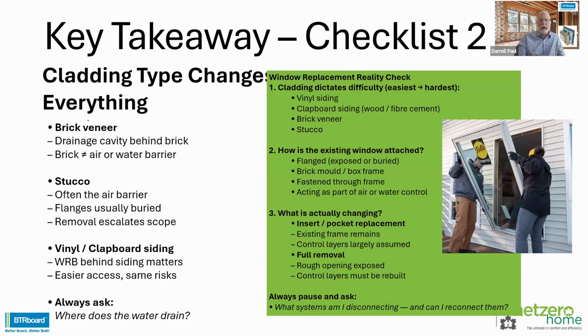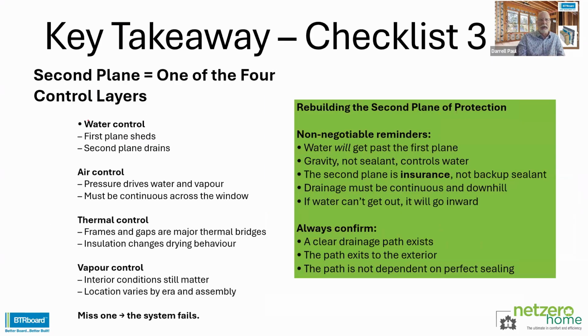Checklist two is how is it going to be different putting vinyl siding or replacing vinyl siding than replacing stucco? How are you going to deal with flanges that are buried behind? How are you going to deal with situations where you have brick and maybe the brick is deteriorating and you have to replace it when you're putting windows in? So here's another good checklist that'll help you there.